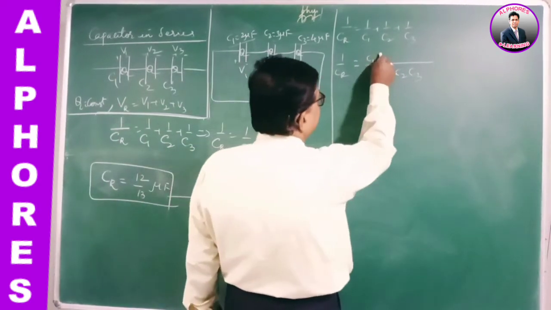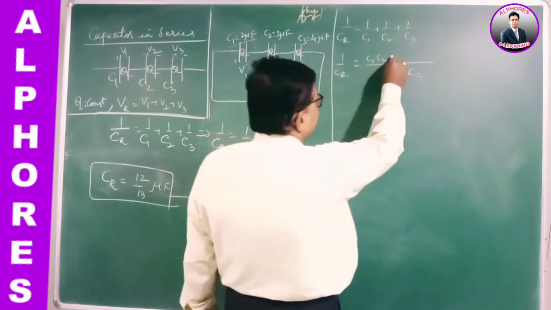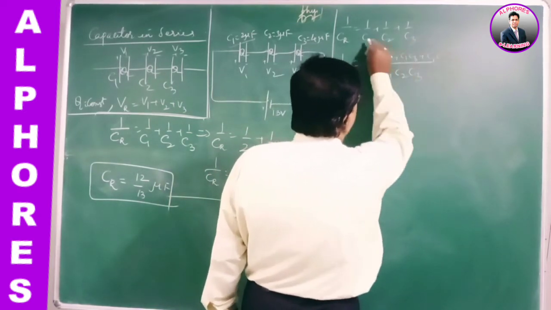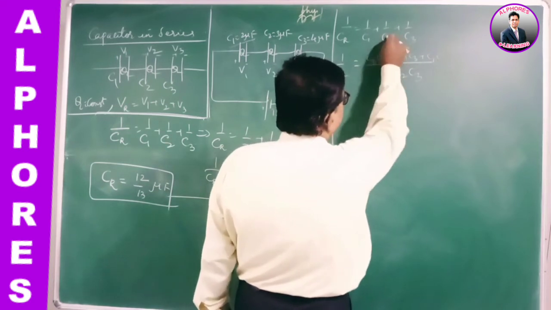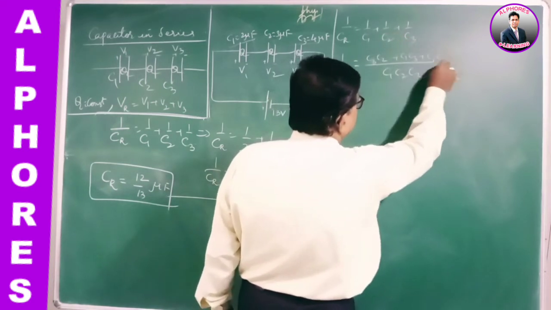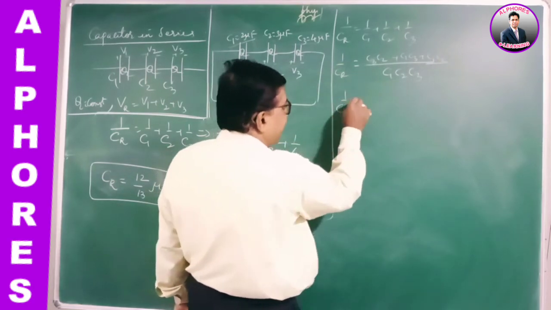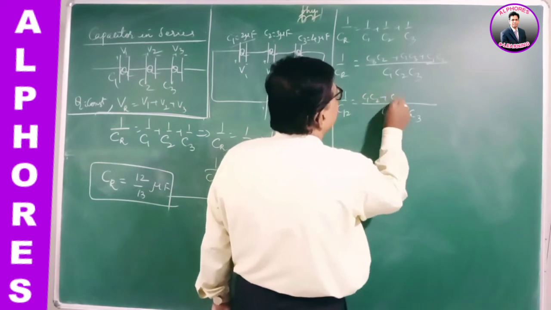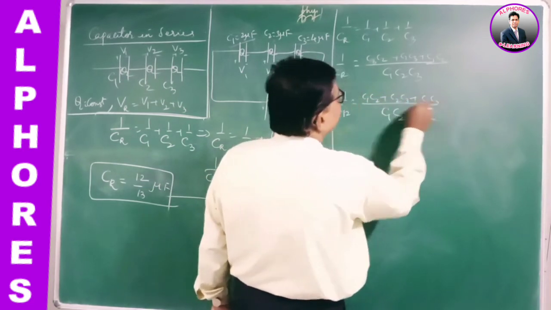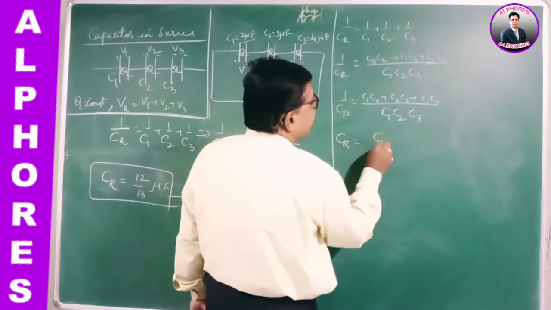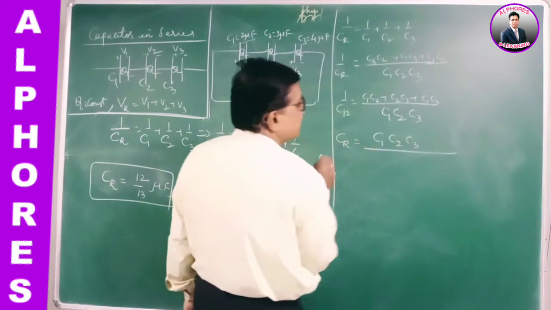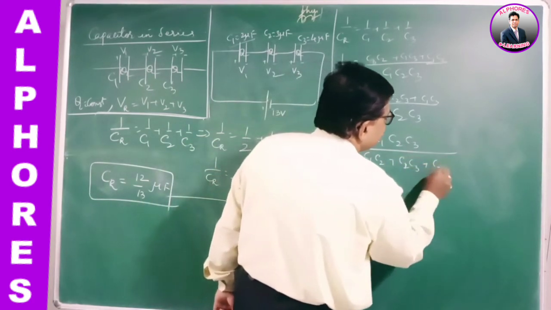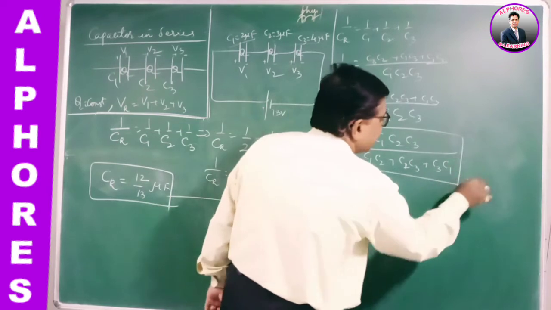Then you get C1, C2. When you take the LCM, it is C1, C3 and this is C1, C2. Well, this is C2, C3, for this it is C1, C3 and for this it is C1, C2. So, 1 by CR value is, in the denominator C1 C2 C3, numerator C1 C2 plus C2 C3 plus C1 C3. Well, resultant capacity I can write it as C1 C2 C3 by C1 C2 plus C2 C3 plus C3 C1. This is the resultant capacity.